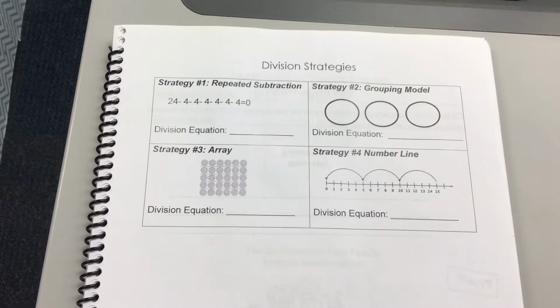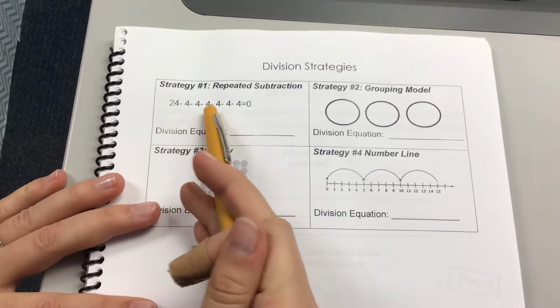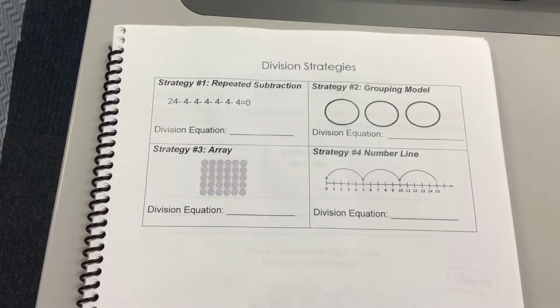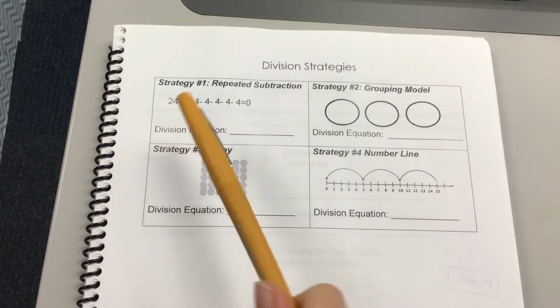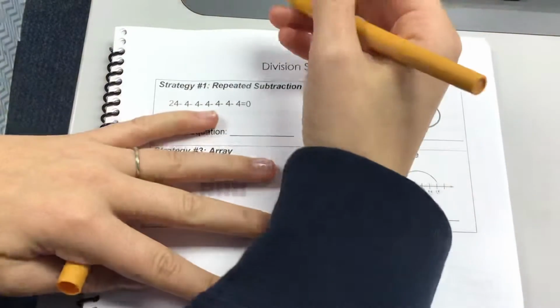Okay, so if I have 24 minus 4 minus 4 minus 4 minus 4 minus 4, we don't know this yet, but we can try. What do we think that this equation is asking? It's going to have a division symbol, but what do you think it's asking, Owen? 6 times 4. 6 times 4, but let's make that into a division problem. 24 divided by what?